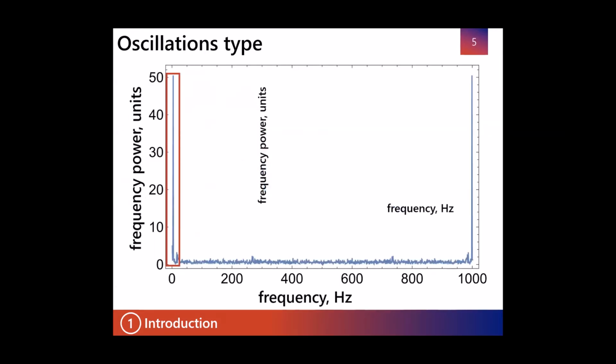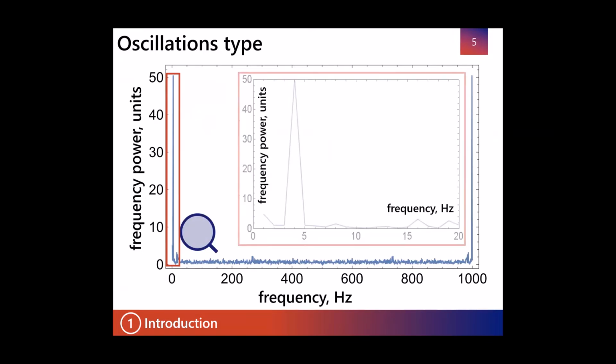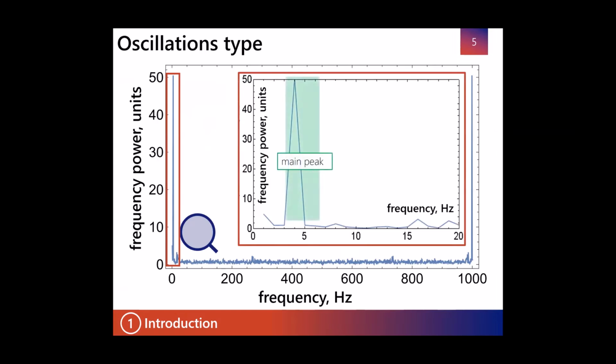So we can make a fast Fourier transform, and as we see only one main peak, it means that we have a sine signal with good accuracy.